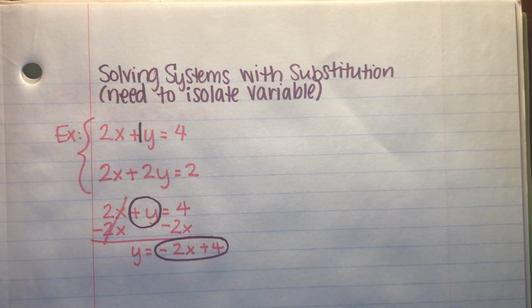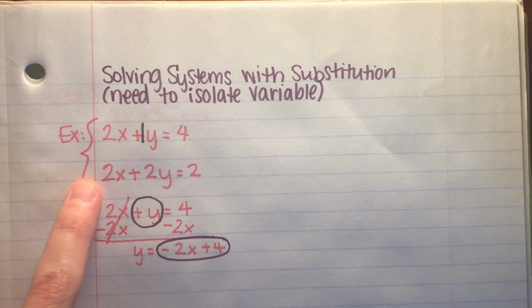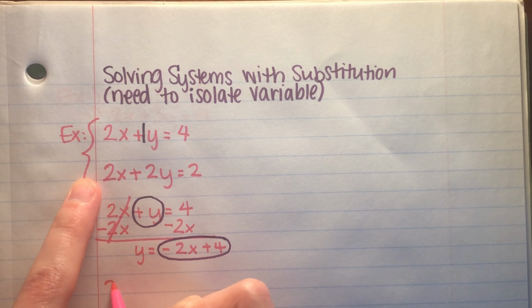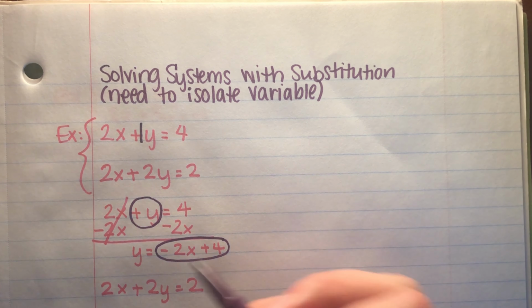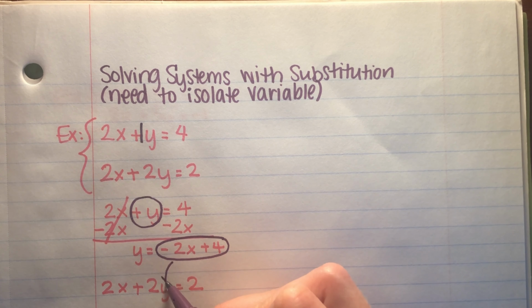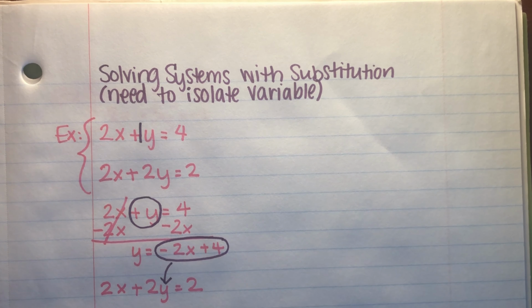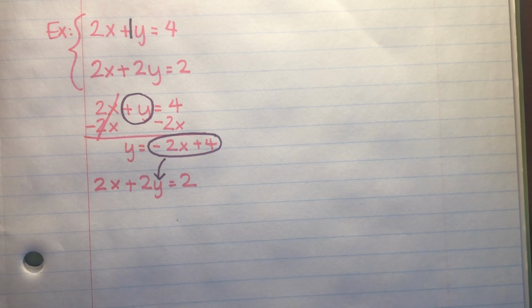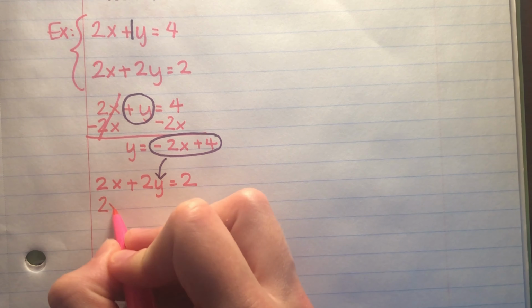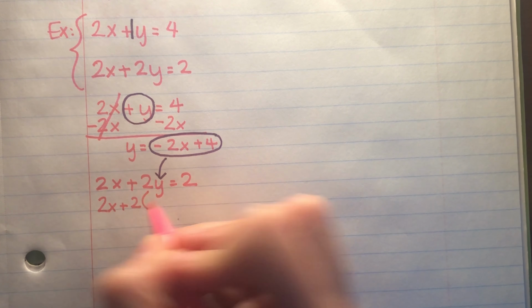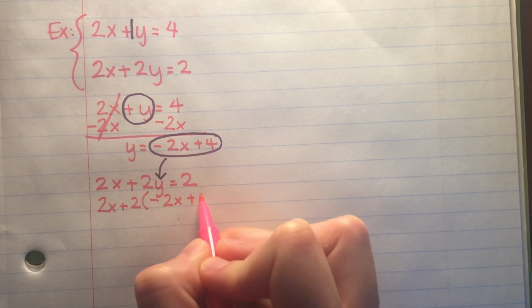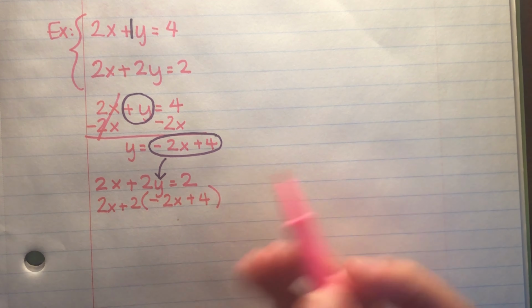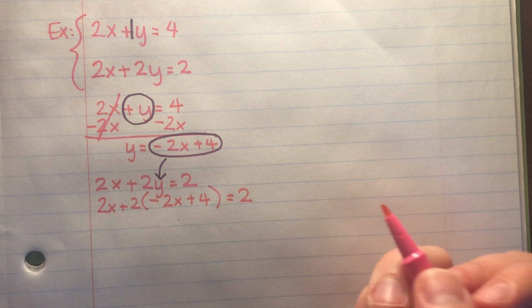All right, so now that we've solved for y, our next step is to take y and plug it into our second equation. So our second equation is 2x plus 2y equals 2. And I'm just going to go ahead and substitute this for y. So we have 2x plus 2 times y, which is -2x plus 4. And then I'm going to copy down the rest of my equation.